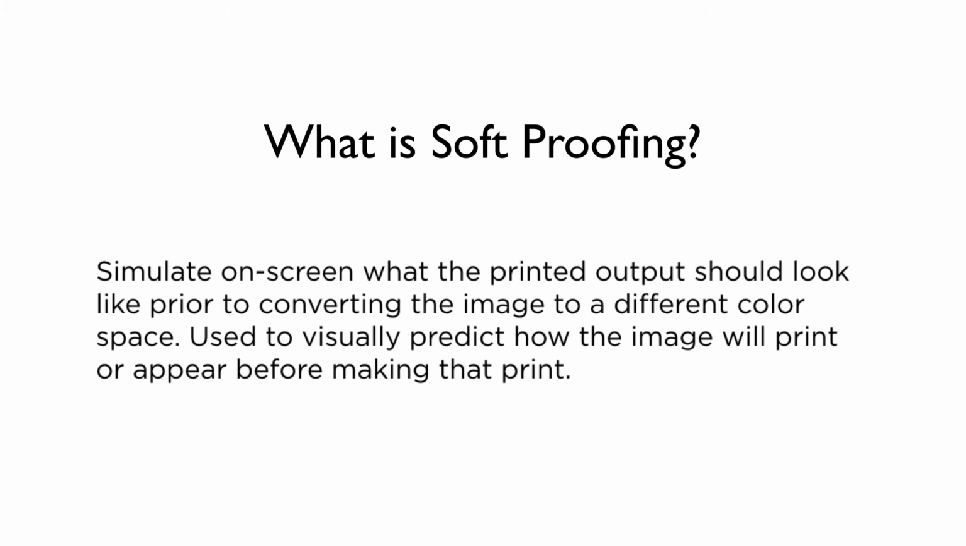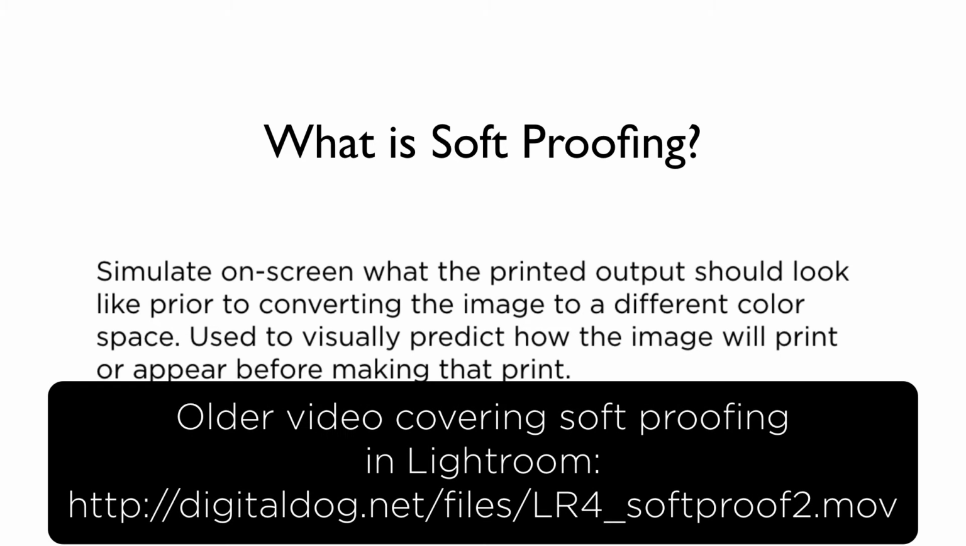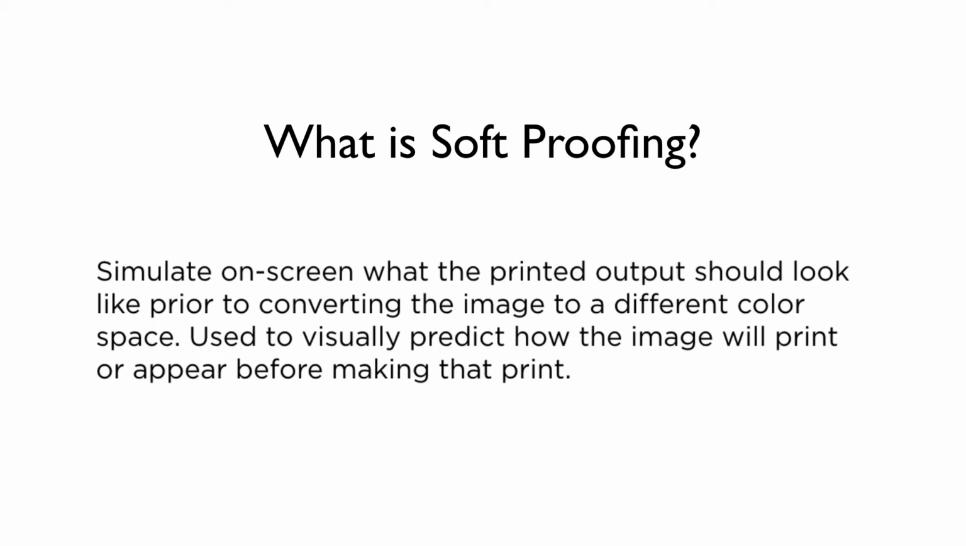Let's start with a definition of what soft proofing is, and keep in mind what you're going to see applies to Adobe Lightroom as well. Soft proofing is an on-screen simulation of what the image will look like before it's converted to an output color space or even a different color space, but before you actually make that conversion.